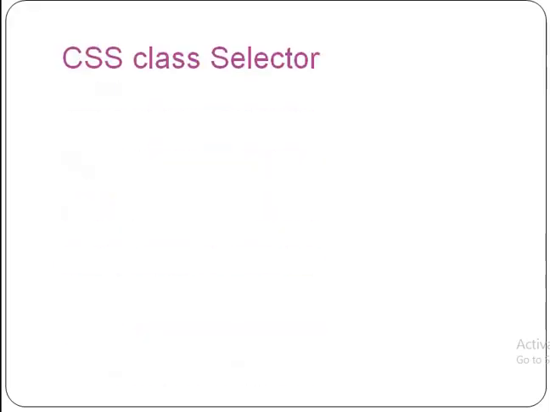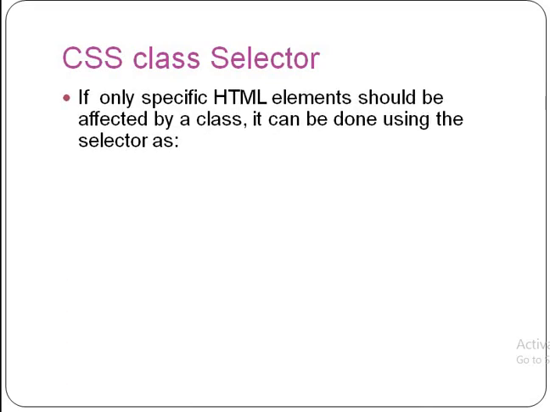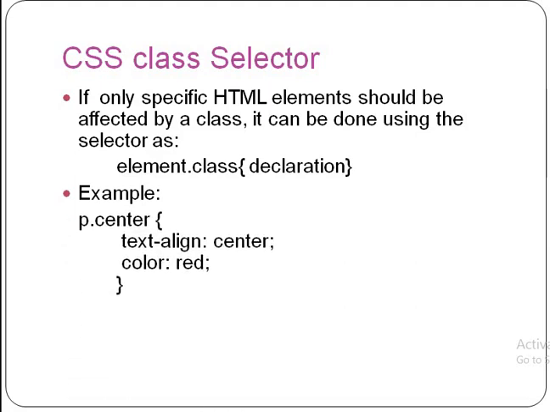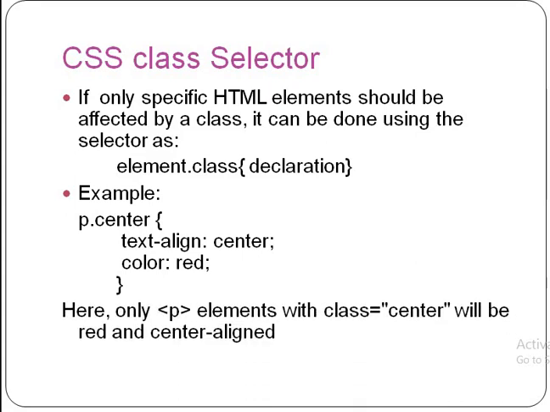Now a modification to the class selector can be done here. That is, if only specific elements are to be affected by a class, then it can be done using the selector as element.class, and the declaration is to be defined inside that. For example, p.center. Here, some element is mentioned, after that a dot is used, and after that the class name is defined. Here only the paragraph elements with center as the class name will be styled according to the properties written here.